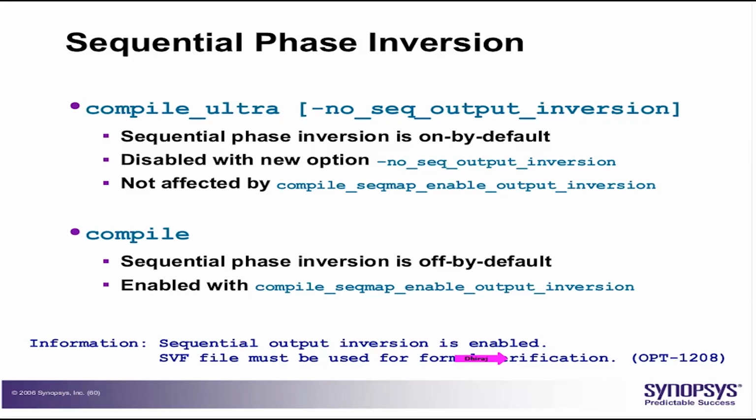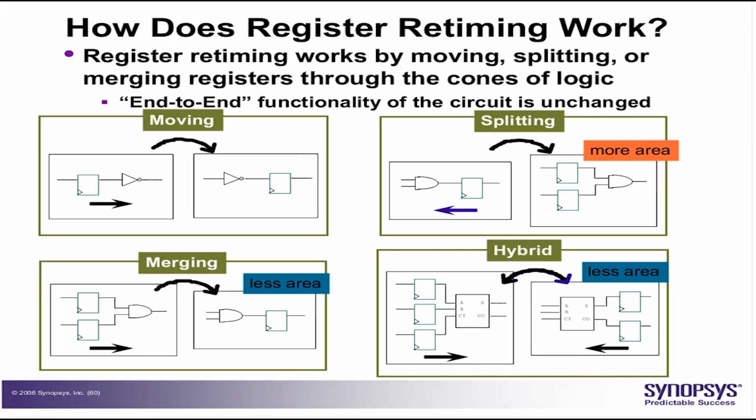So you can choose not to do this by using -1 critical output. Now let's start. Let's see the concept of register retiming. What is register retiming? How does it work? What are the pitfalls? When should it be used?